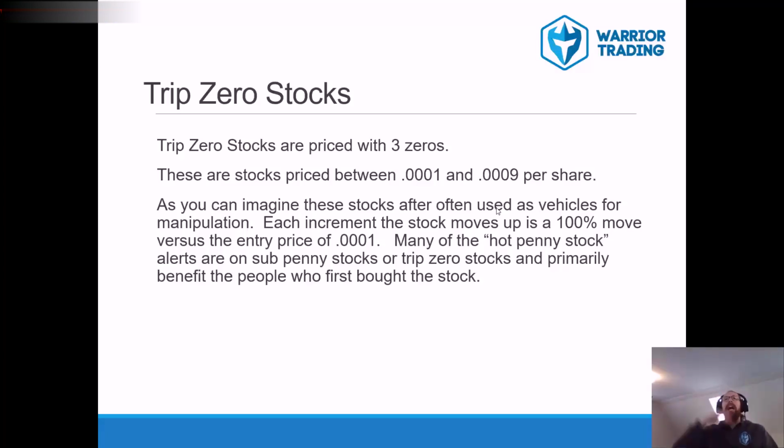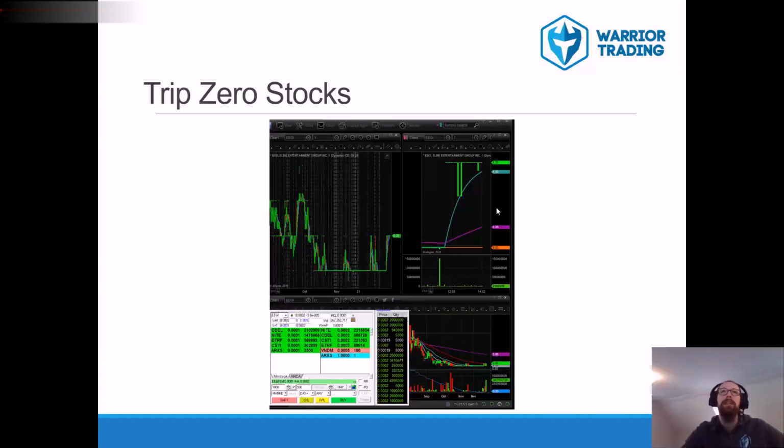Okay, so these are kind of the tiers of the market. For me, I only trade above $1, but you've got below $1 down to 1 cent, and then you have from 1/10 of a cent up to 1 cent, and then you have the triple zero stocks, the Trip Zero stocks. All right, Trip Zero stocks look like this: 0.001 by 0.002, and again, the price action is like there's nothing. I mean, there's no price action.